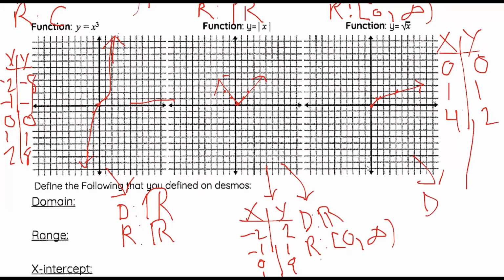But our domain for the square root function would be from 0 to infinity. And our range would also start at 0 and go to positive infinity, because that's as low as it goes, and it goes up forever, ever so slightly.